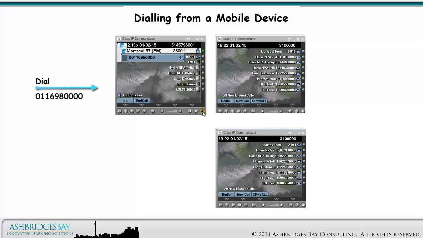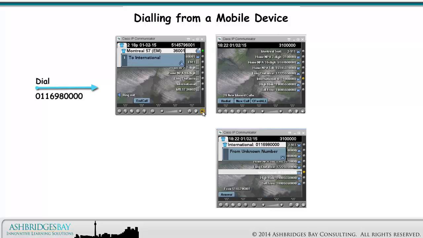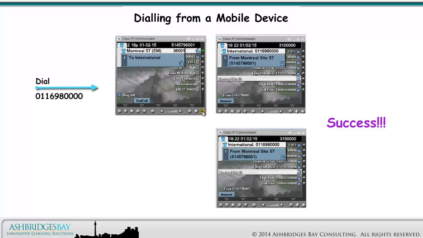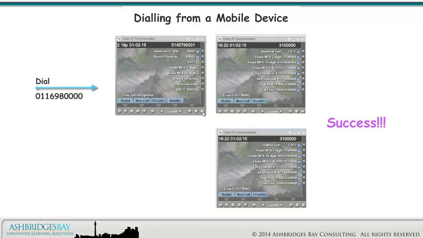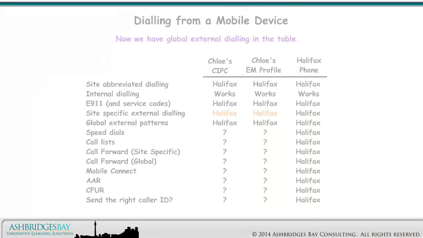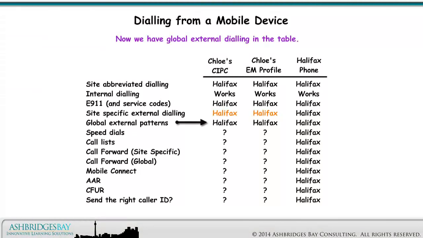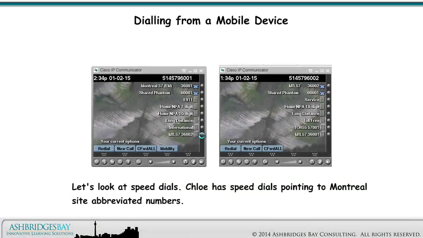We have to wait for the T.302 timer to expire for the international call, unless we press pound. Now we have global external dialing in the table. Let's look at speed dials.